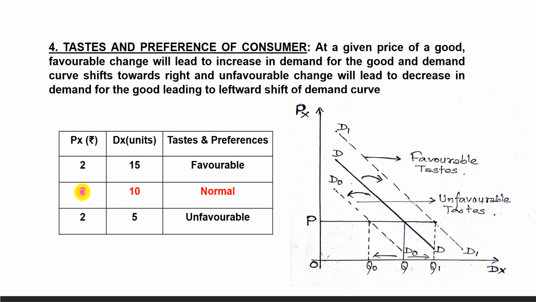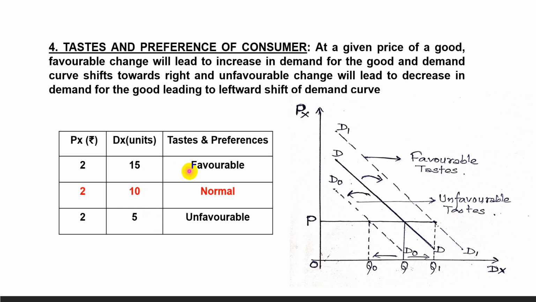Let us see. Suppose this is the original one. Price is 2 and at a normal preference the consumer demands 10 units. Now this product becomes favorable to the consumer. As a result, at the same price, the demand for the commodity increases from 10 to 15 units. Suppose the product becomes unfavorable, then at the same price the demand for the commodity decreases from 10 units to 5 units.